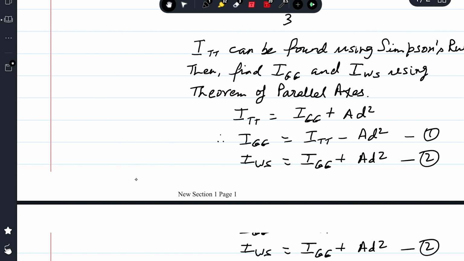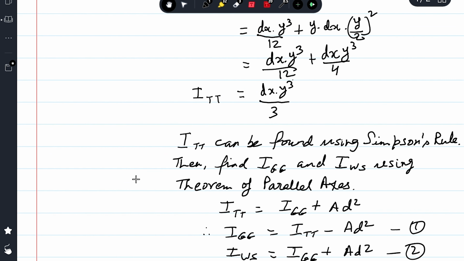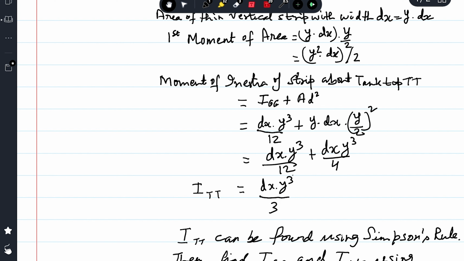And for the center of pressure, the normal formula will be used: IWS upon AD. The purpose of this video was only to clarify the working principle: in the sum of the products for the first moment of area we divide by 2, and for the moment of inertia column we divide by 3. That's the explanation.